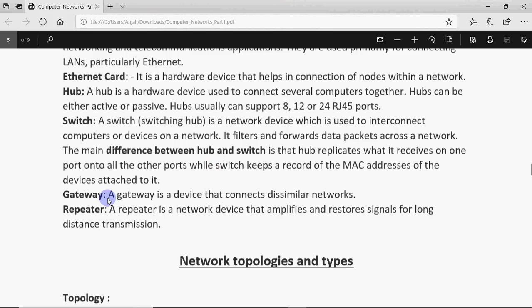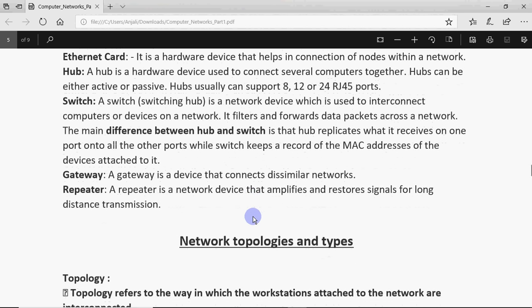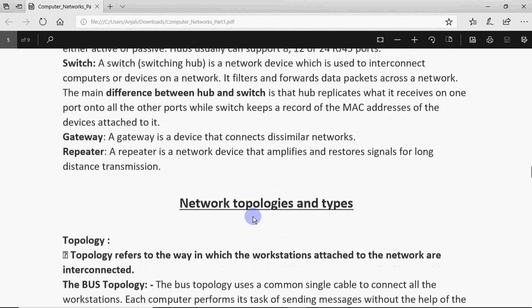Okay, then we have gateway. A gateway is a device that connects dissimilar networks. Then we have repeater, which is used to boost the signal. So you have to remember the definition of all these devices. And about the IP addresses and MAC addresses, we will be discussing later in detail. Fine, so just remember the devices and their purposes.